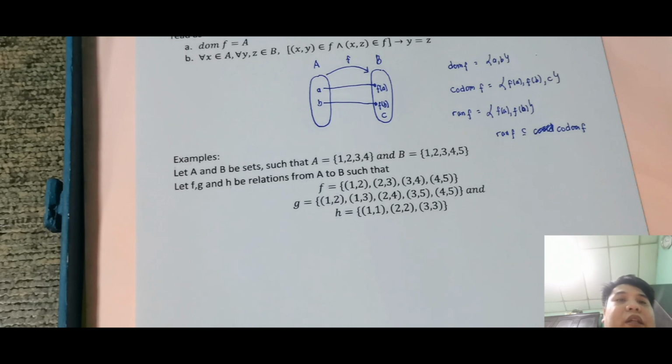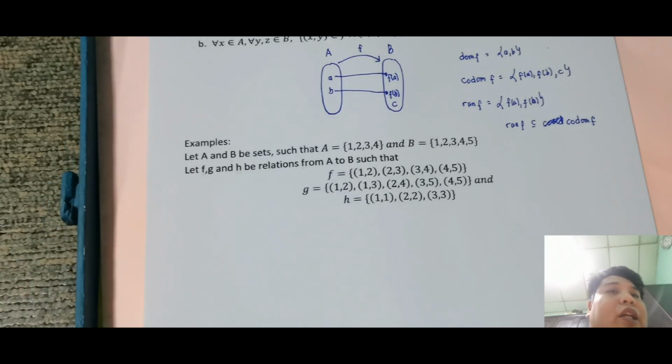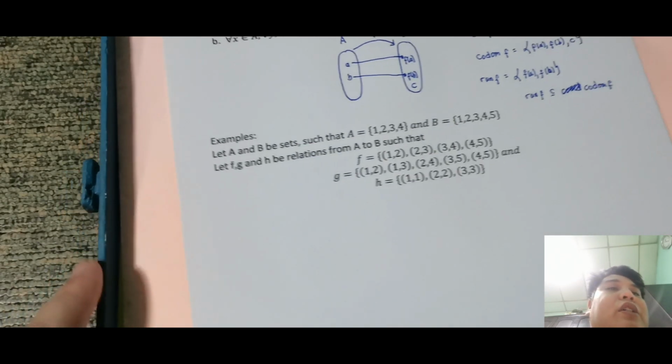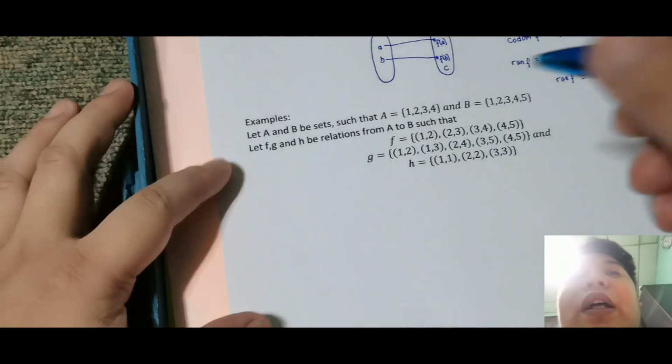Ngayon, determine natin kung yan ba ay mga functions. Okay, lahat yan ay relation. Tandaan nyo ha, lahat sila ay relation. So, ang gusto lang natin malaman kung si f ba, si g ba, o si h ay function. Okay, so let's say ito yung f.